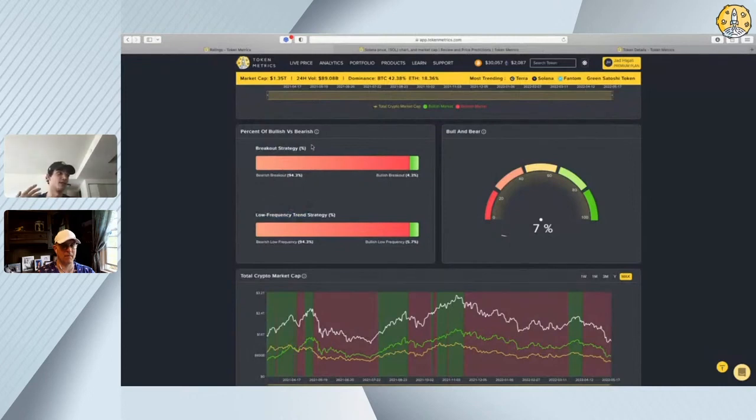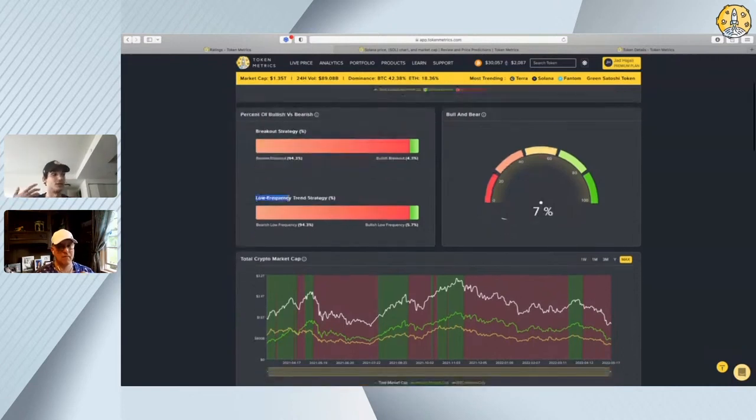But just quickly, and there's a description here, of course, for anyone to see. The breakout strategy is a very simple strategy where you are just looking at how many coins are trading above their monthly high and how many coins are trading below their monthly low. And as of right now, 94% of coins are trading below their monthly low, so it's showing a bearish trend.